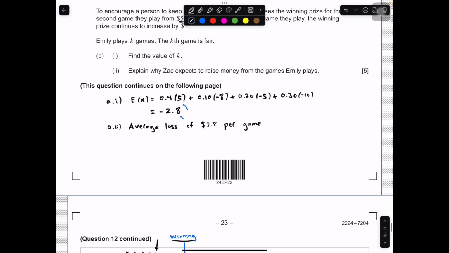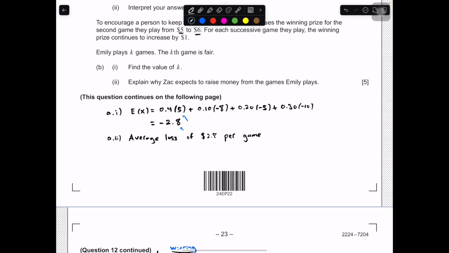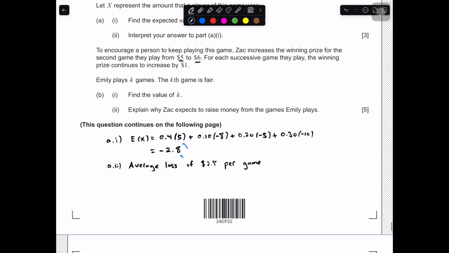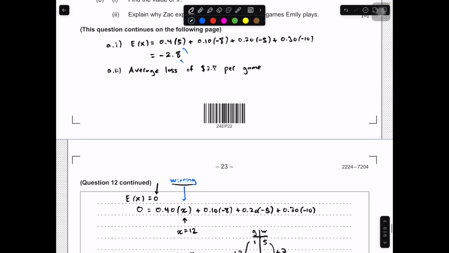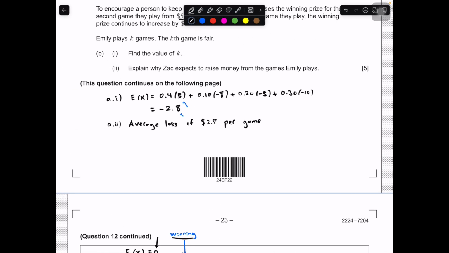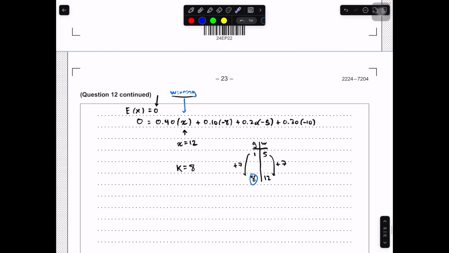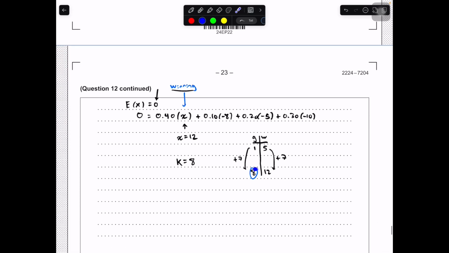Alright. Explain why Zach expects to raise money from the games Emily plays. Well, how can we say this? If we just play one game, our expected return is going to be negative $2.8. So we can expect to lose $2.8 on average after the first game. On the second game, we're going to lose money. On the third game, we're going to lose money. The fourth, the fifth, the sixth game, we're going to lose money. It's not until the 8th game that we break even.